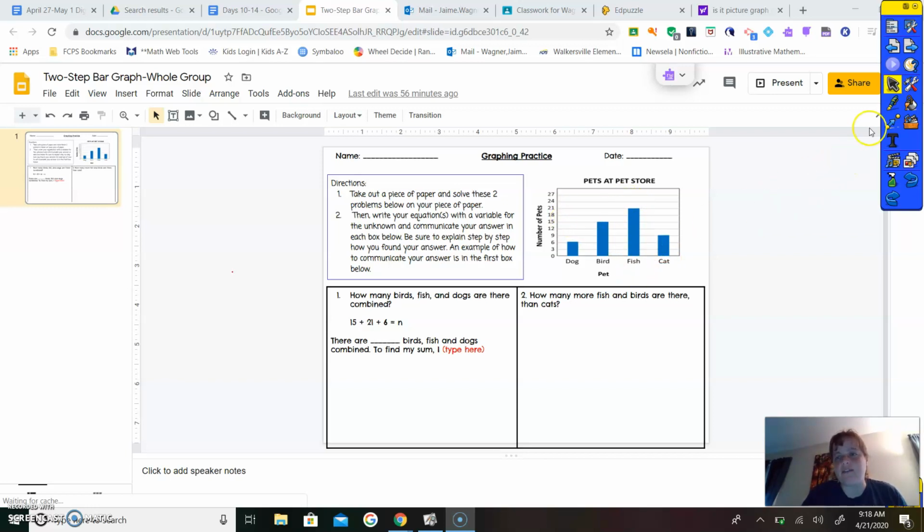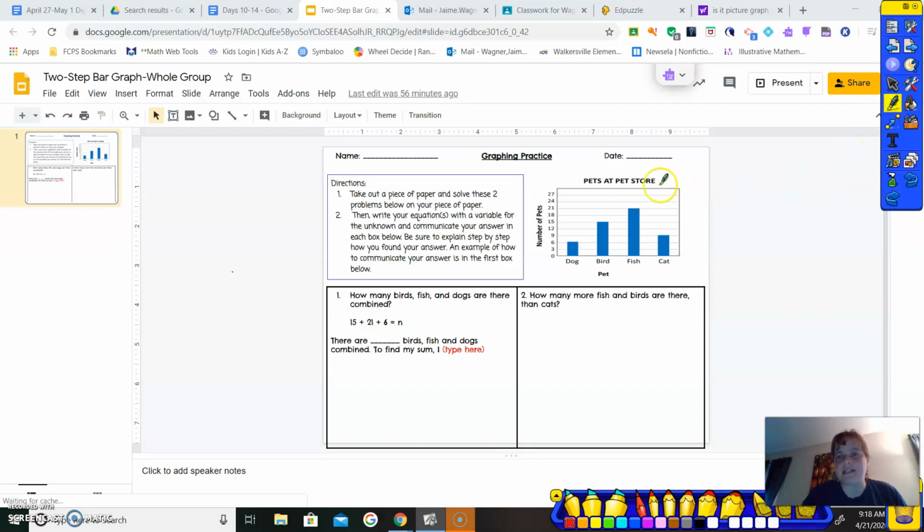So this bar graph, the title says Pets at a Pet Store. We have dogs, birds, fish, and cats. And when I'm thinking about pets at a pet store, I'm going to infer that this graph is going to talk about, and let's take a look at this label here, the number of pets. So the number of dogs, the number of birds, the number of fish, and the number of cats at this pet store. And we have this label here of pets, so we know what these stand for.